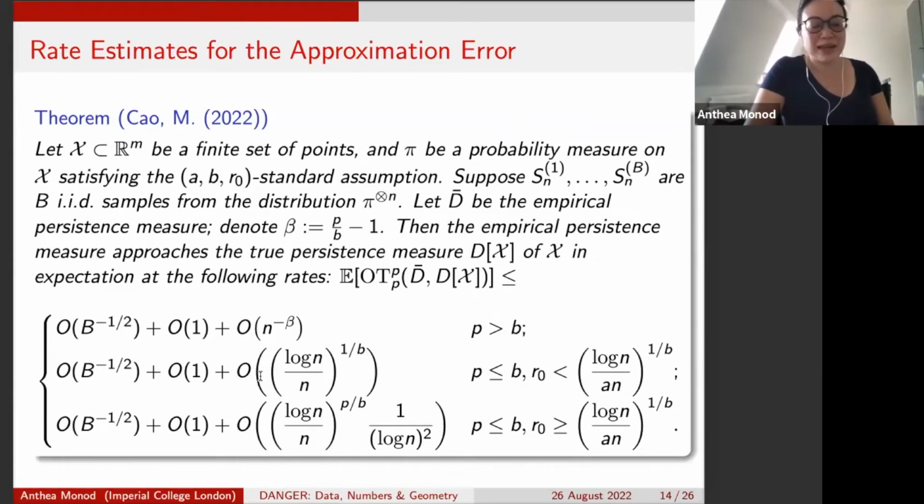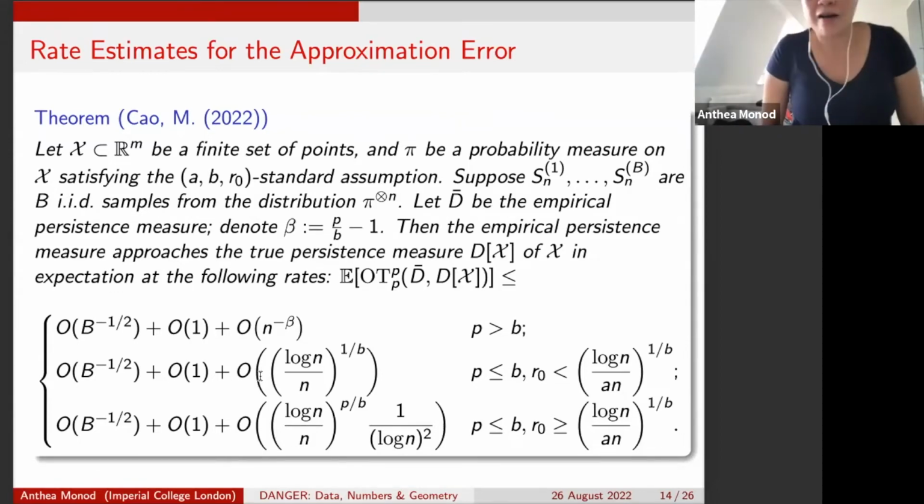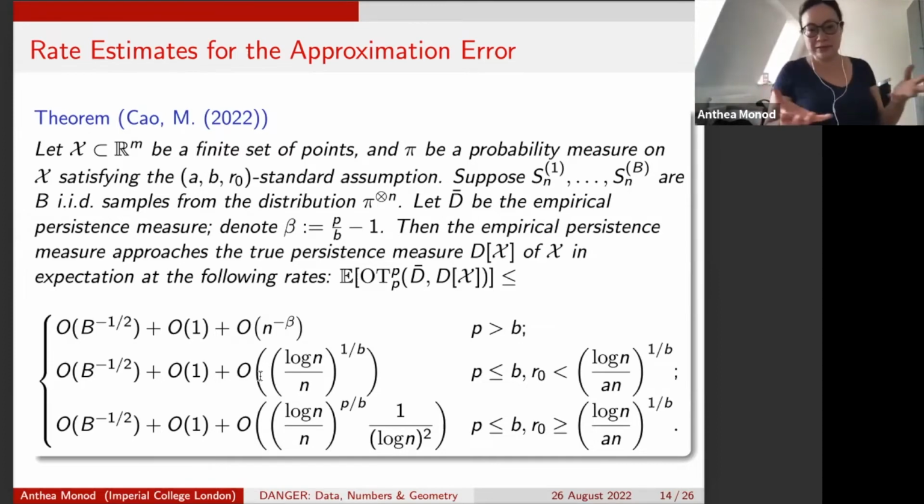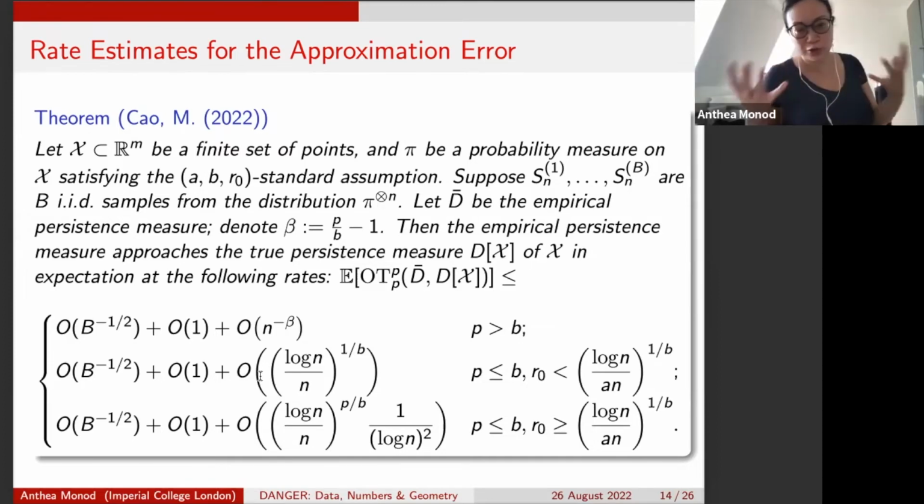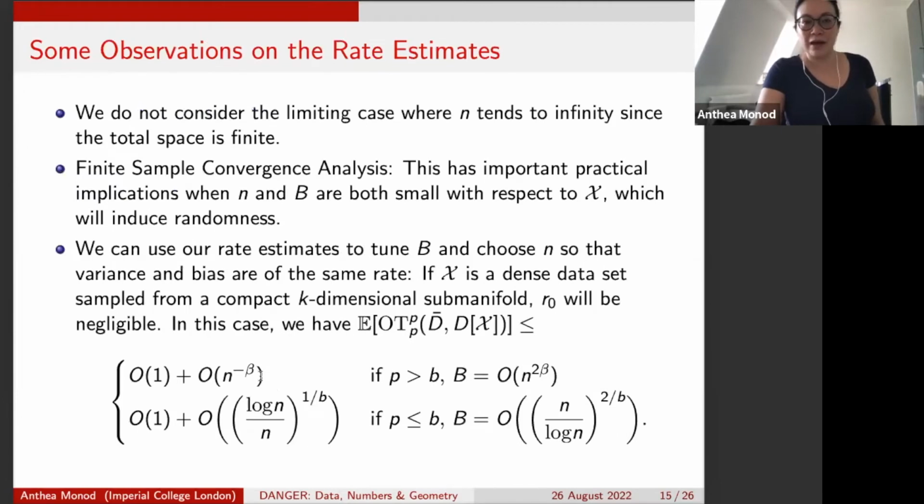So essentially what we can say here is how our proposed mean persistence measure behaves as an approximation for the true persistence diagram of the larger data set that we can't compute, and how fast it converges to the actual true value. Okay, so there are some points to make about these rate estimates that we derived here.